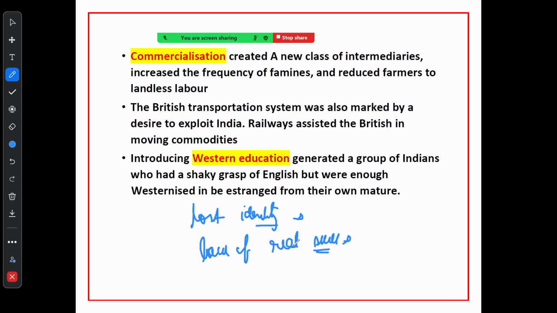So this is about the draining of India's wealth. You have heard the word wealth drain, right? The British took huge amounts of money from India. This is called wealth drain.